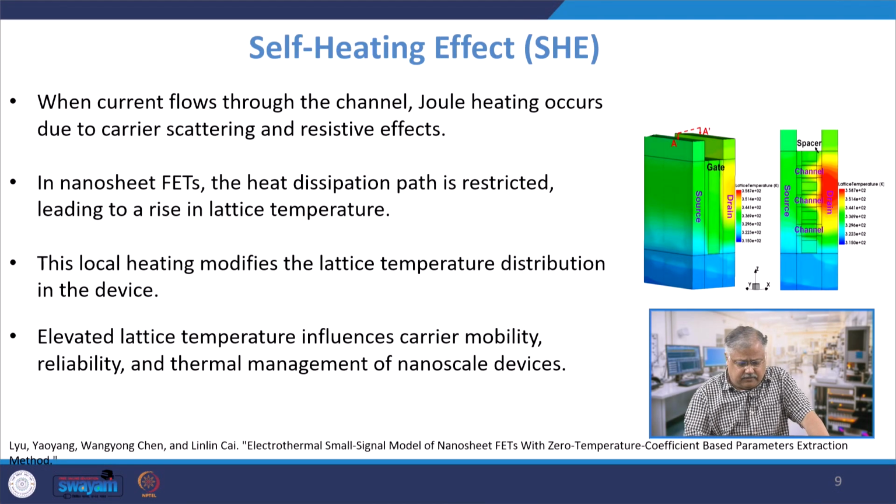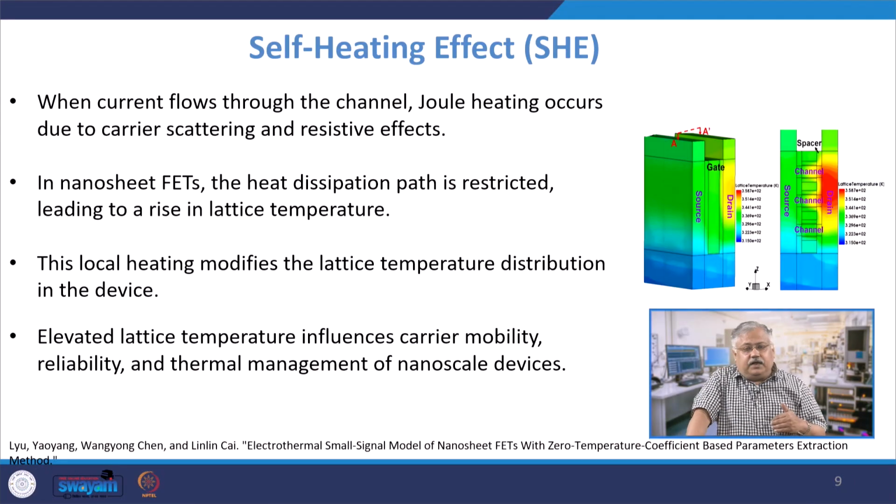So what is the self-heating effect? Now, self-heating basically means that whenever you do have a large current flowing through the NSFET or nanosheet FET, because of carrier scattering, there's a Joule heating happening, right? This Joule heating, if you are not able to dissipate this heat properly across the network, the temperature will go on rising beyond a particular point, right? The temperature will go on rising, and as a result, you will get hotspots at various active areas of the device. This is referred to as self-heating.